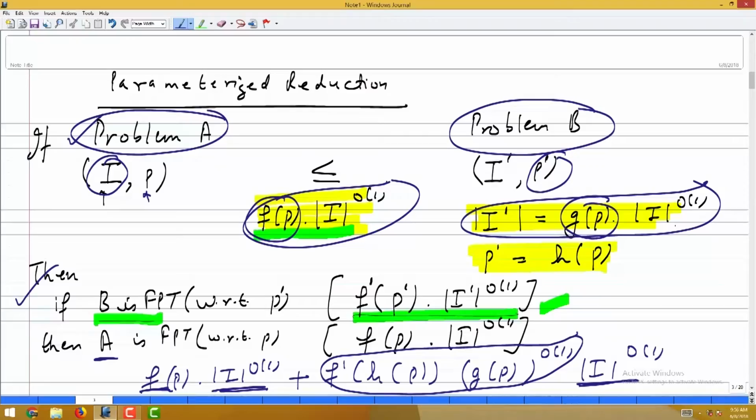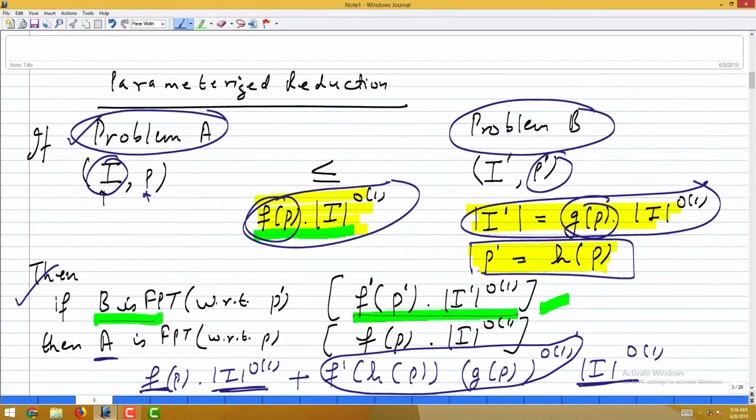But the most crucial point is this thing, the parameter. The parameter of the reduced instance should only be a function of the parameter of the input instance. And hence, for example, if you go back and look at the NP hardness reductions that you have seen, okay, this could be a good exercise. See which of them are parameterized reductions and which are not.